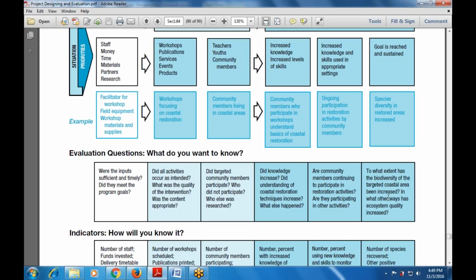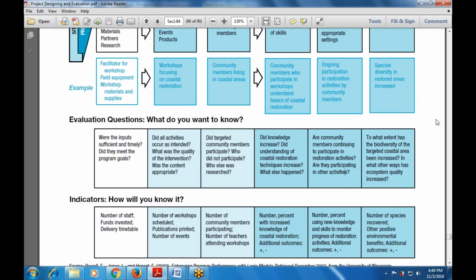Whatever the settings, whatever the curricular activities that will be set out with the increased activity, with the ecosystem quality increased. Now, how do you know what the indicators are? What are the indicators that will be used for this?